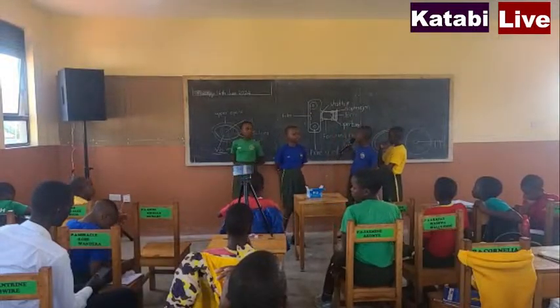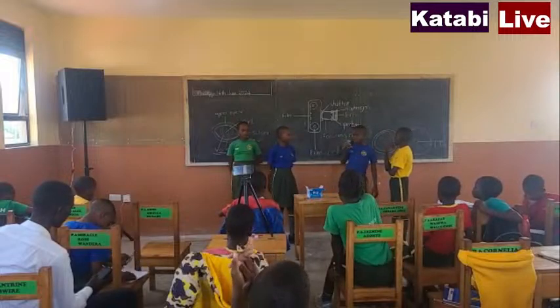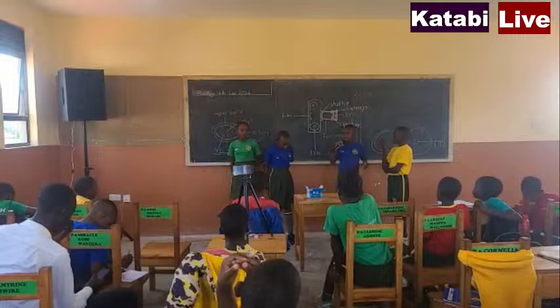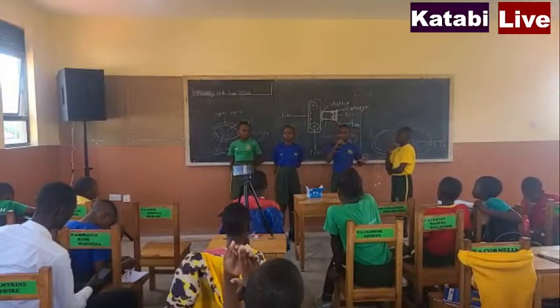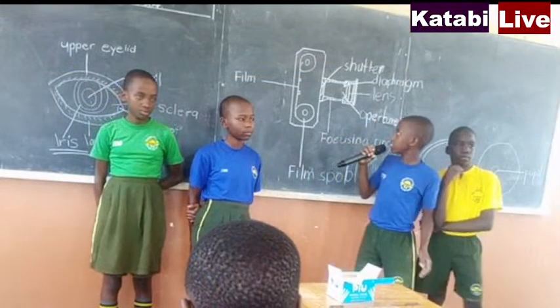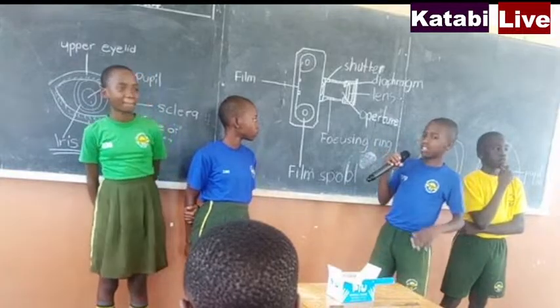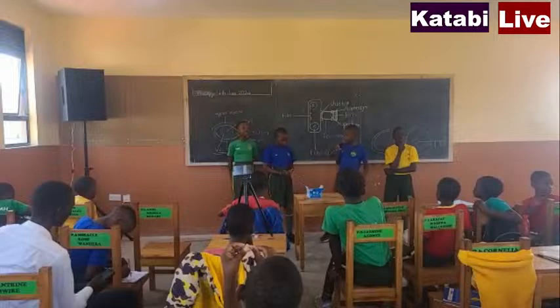And also in the lens camera, the film is used to project the pictures or to form the images. But in the eye, it's different. The eye uses the retina to form images.